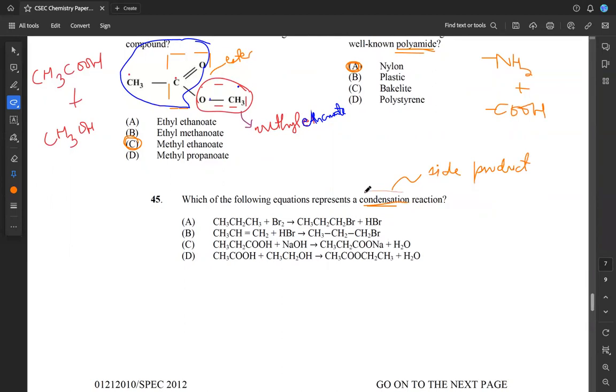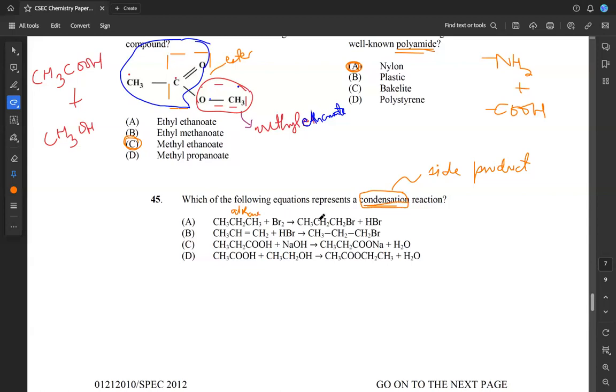We want to find a condensation reaction. That's our objective, right? So let's look at this first one and see what kind of reaction this is. This is C3H8, right? So that's an alkane, and that's an alkane reacting with bromine.